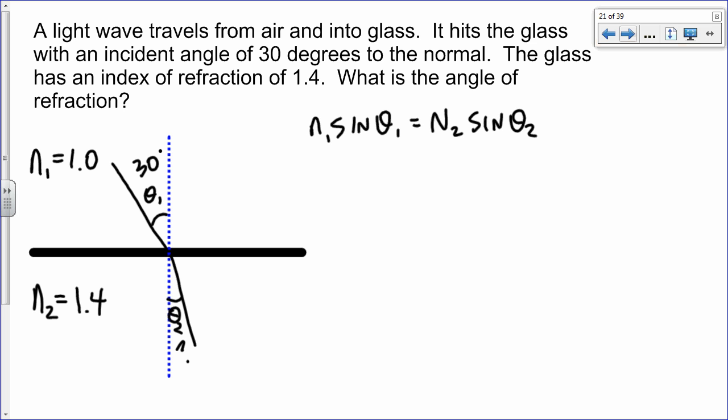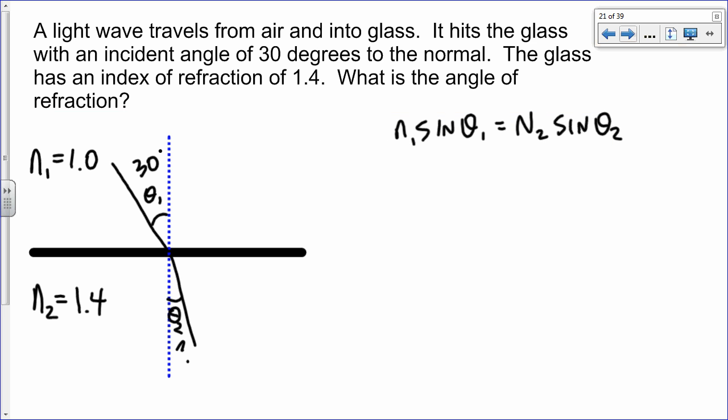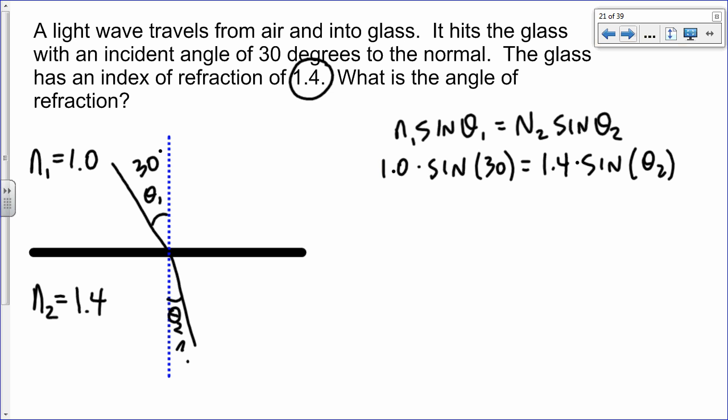All right, let's move this over a little bit. N1 is 1.0 times the sine of 30. Hold on one second. N2 is 1.4 times the sine of theta 2. Do you have a question? Isn't it glass though? Yeah, so it actually tells you what it is. There's different types of glass, right?